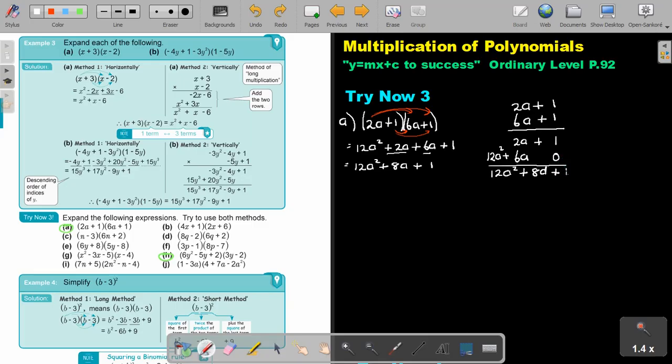And if I look at number J, so if I look here, 6y squared minus 5y plus 2, and I'm going to multiply it with 3y minus 2. And again, I multiply.